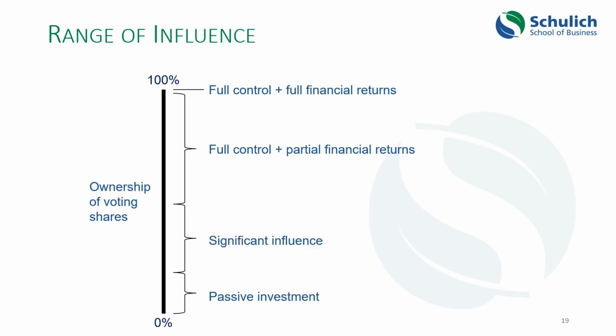Let's just look at the range of levels of influence which a company might exercise. This scale from 0 to 100 is simply representing the percentage of ownership that a company has in the voting shares of another company. And that can go from full control, right, where you've got 100% of the company, in which you get full control of the company and also full financial returns out of that company. If you own between 100% and 50%, you've got full control over the company, but you only get a portion of the financial returns because a portion of the financial returns goes to those other shareholders.